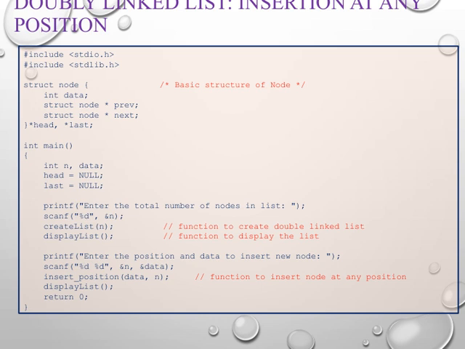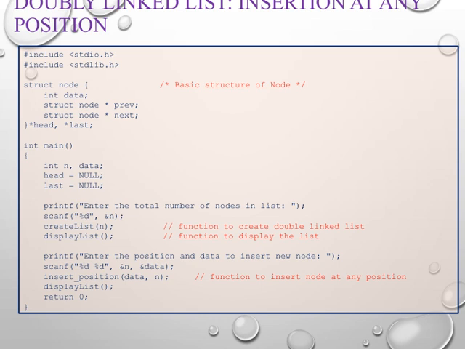The key part of this slide is how we handle inserting a new node at any position. We prompt the user to enter the position where they want to insert the new node, along with the data for that node. These inputs are stored in variables n and data. Then we call insertPosition with data and n, a function designed to insert the new node at the specified position. This demonstrates the flexibility of doubly linked lists, as we can insert nodes not just at the beginning or end, but at any position in the list. Finally, we display the list again to show the updated structure after insertion.